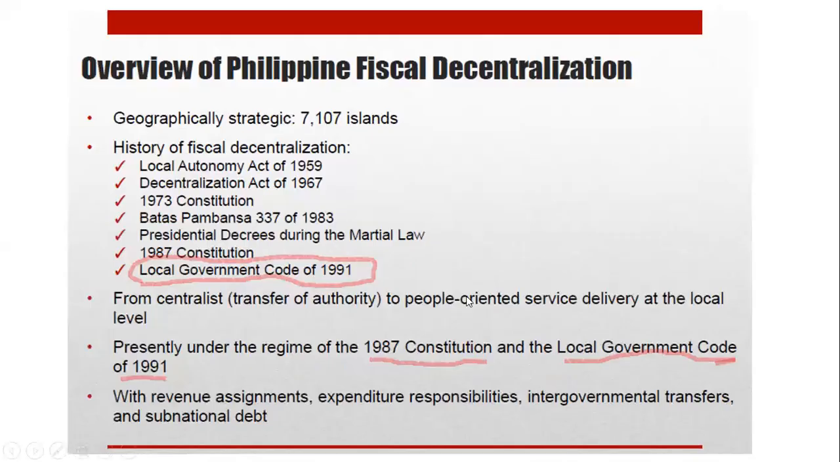Okay, so now we have the overview of Philippine fiscal decentralization. When we say decentralization, they have the autonomy of authority and management in the LGU. When we say fiscal, that has something to do with the budget, with the money you collect and then use. Now, this is the history.